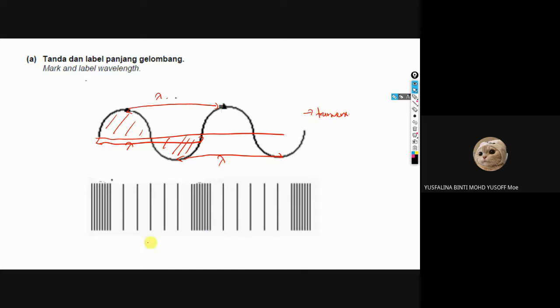For longitudinal, for compression, let's say from here goes to here, this is called 1 lambda, or from here to here. So you can see the line, the number of lines also must be the same. Let's say it's from the second line here, so here also must be the second line. That is equal to a lambda. From rarefaction, from the first line here, must go to the first line here, the same number of lines.